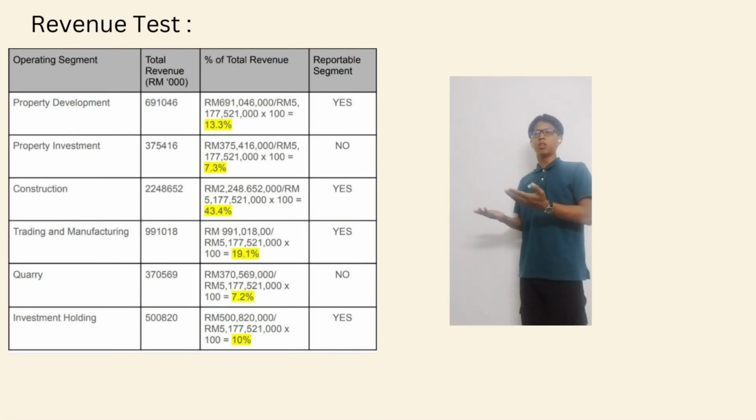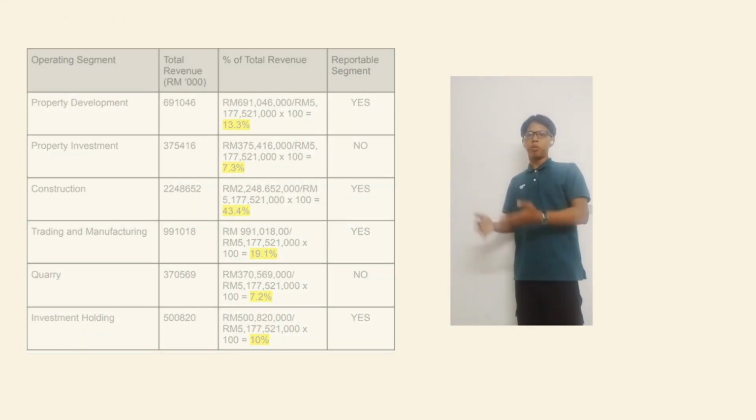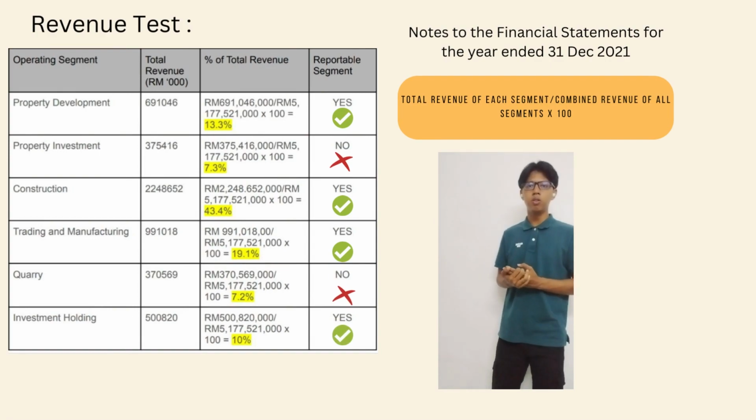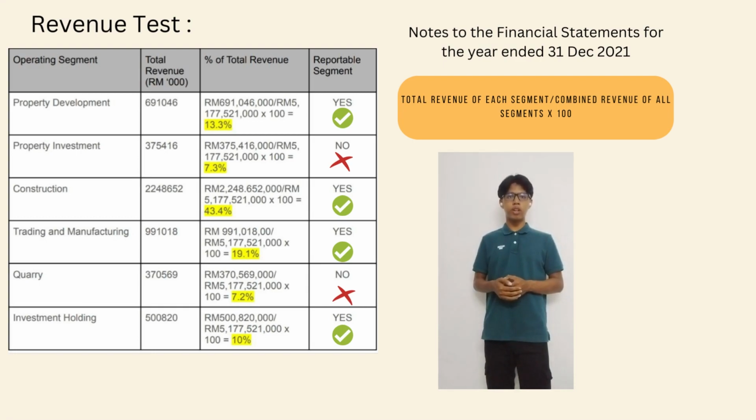So this is the working for our 10% threshold test, and I choose the revenue basis. Alright, we will go to the next slide and go through the report. We go through the revenue test calculation. To get the revenue test calculation, we use the formula: total revenue of each segment divided by combined revenue of all segments multiplied by 100%. For this segment reporting, we use the financial statement for the year ended 31st December 2021.